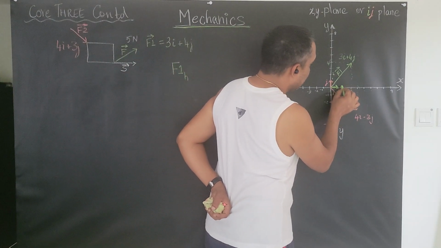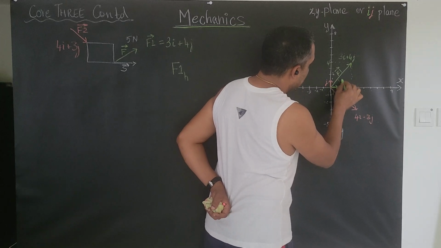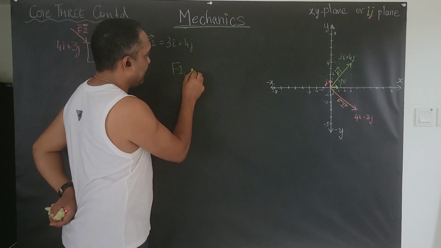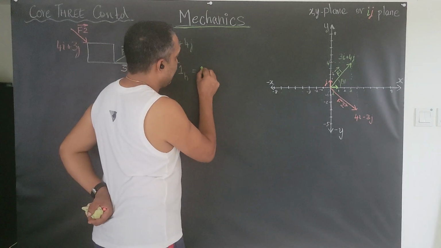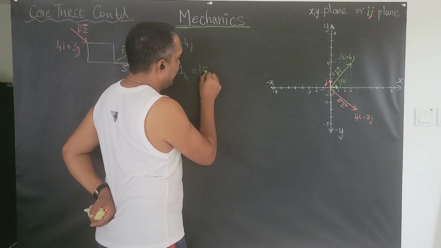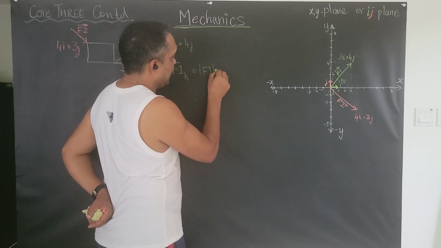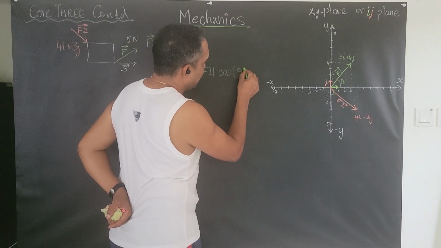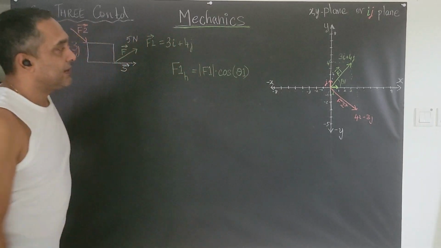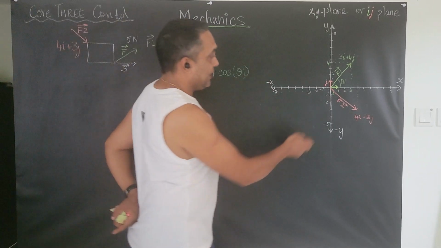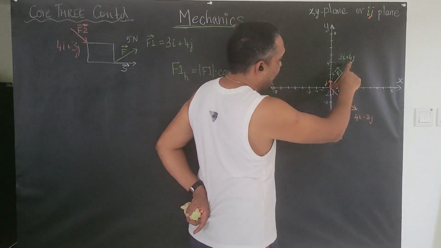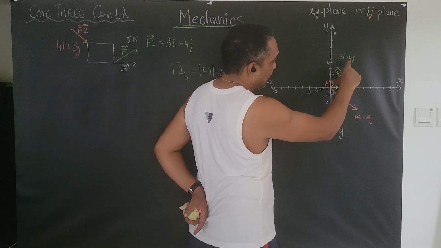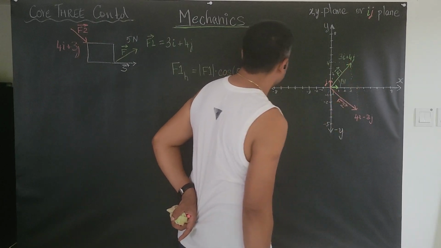Well, we know if this angle is theta 1, we know that the horizontal component is the magnitude of F1 times cosine of theta 1. And if you know your trigonometry, 4, 3, and 5, right angle triangle, cosine of theta 1 is effectively 3 over 5, adjacent by hypotenuse.